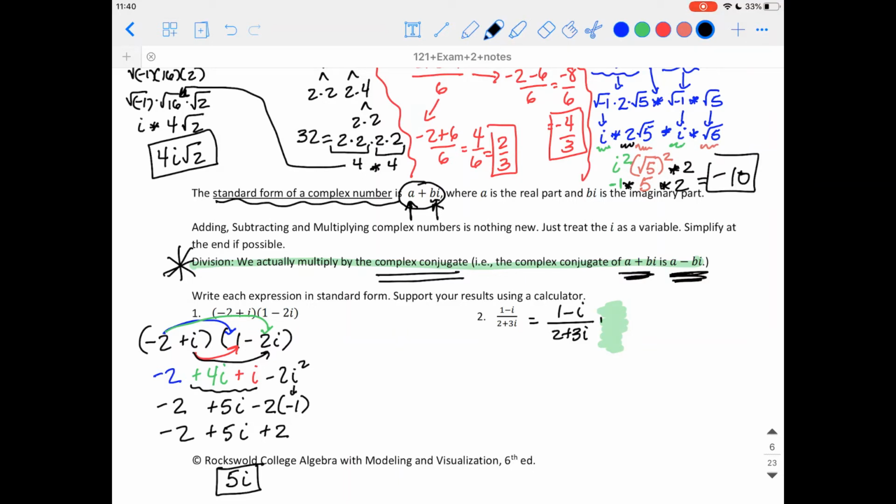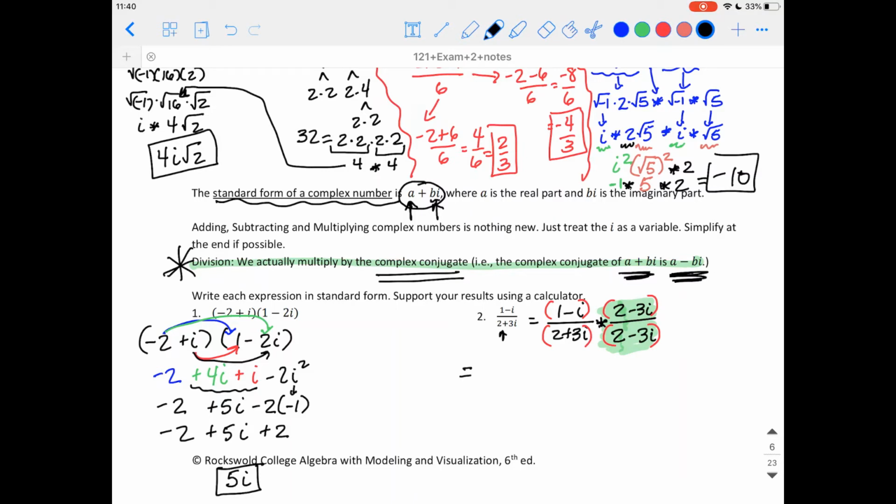So I need to multiply by the complex conjugate. If I have 2 plus 3i, then the conjugate is going to be 2 minus 3i. And I'm going to highlight all of this. And what I do to the numerator, I need to do to the denominator. So it's going to be the same, 2 minus 3i. And I'm going to be putting parentheses here, even though they're not there. And then I'm just going to FOIL the numerator, and I'm going to FOIL the denominator.